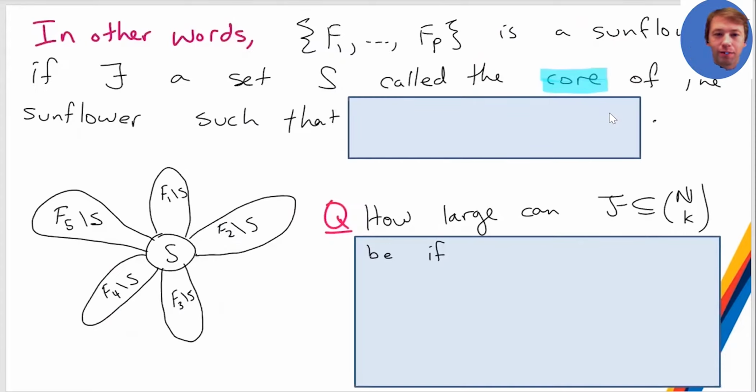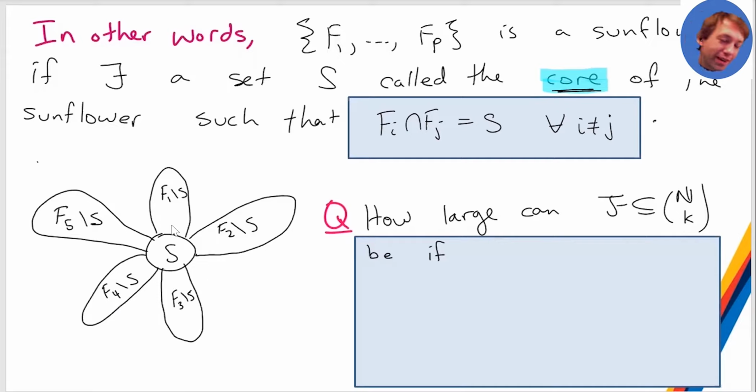Why is it called a sunflower? Well, because it kind of looks like this, right? It's a bunch of sets where they all have a common core, let's call it S. So we call the common intersection the core. A collection of sets is a sunflower if there's a set S such that Fi intersect Fj equals S for all i not equal to j.